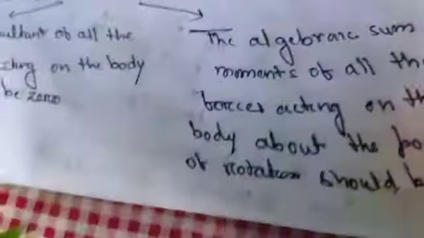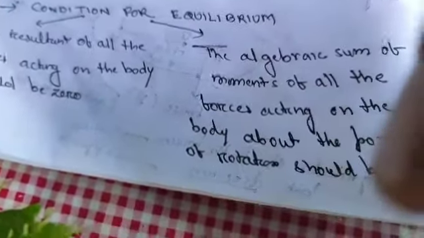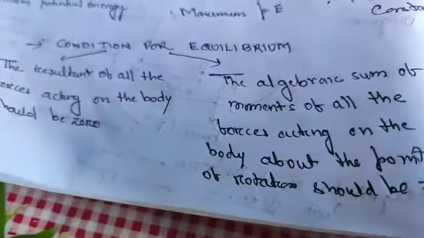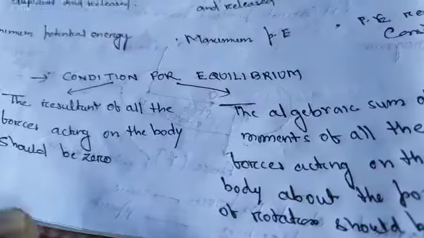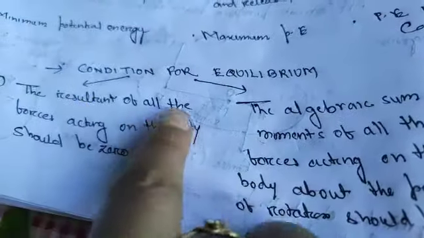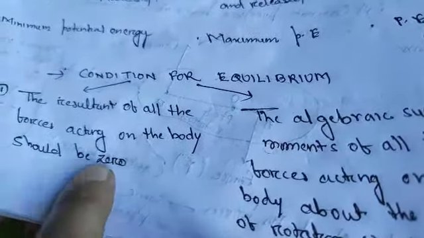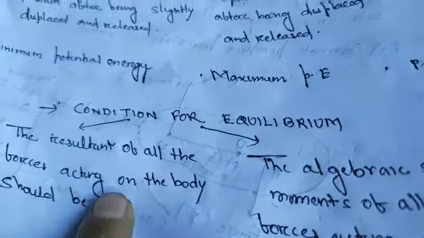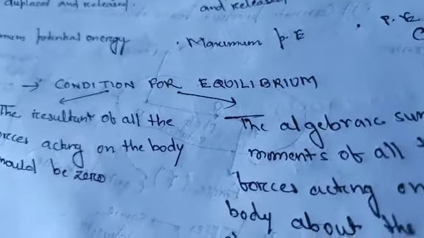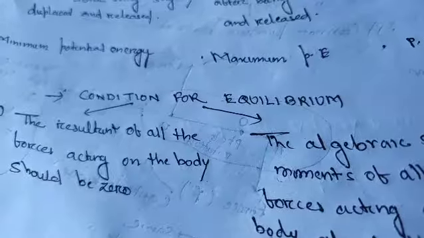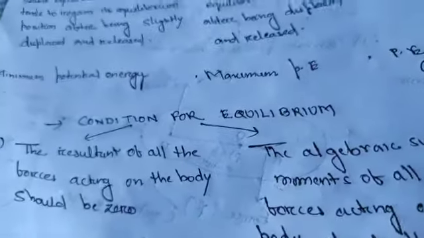Now we will move to the conditions of equilibrium. So what are the conditions required to make a body be in equilibrium? Two points we have to remember. One is the resultant of all the forces acting on the body should be 0. Means you are applying different numbers of forces, but when you sum all the forces, what happened? The resultant is coming as 0.